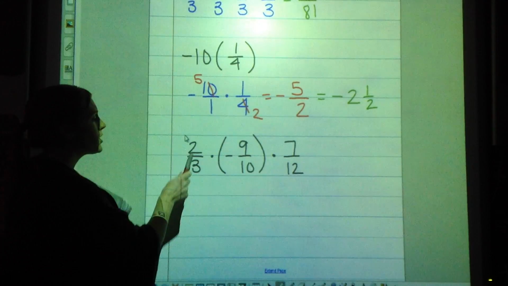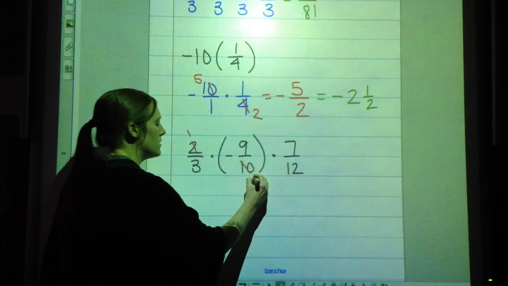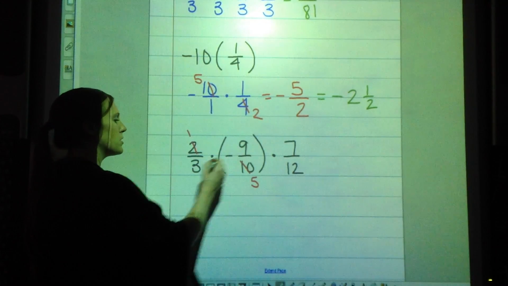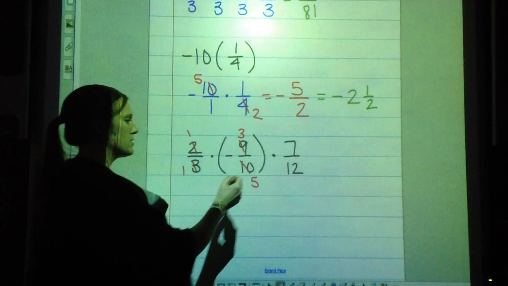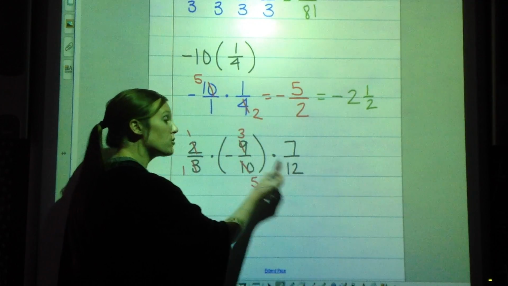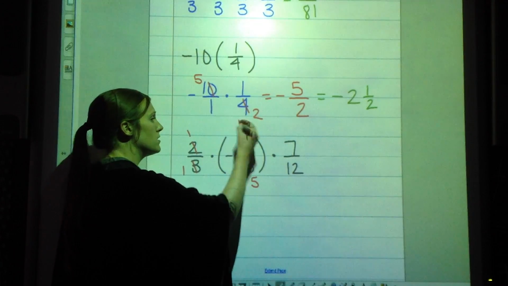So maybe I'm working with this 2 and this 10, and I see that I can take 2 out of both of these. And then maybe I look across here and I see I can take 3 out of both of these. Okay, now I'm going to check the other fractions. 5 and 7 have nothing in common, but what about 3 and 12? So I'm going to cross-reduce with this fraction again. I'm going to take 3 out of both of these.